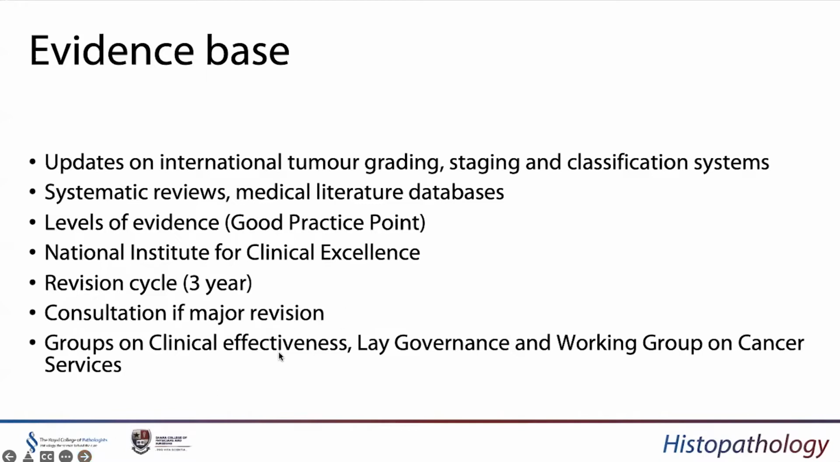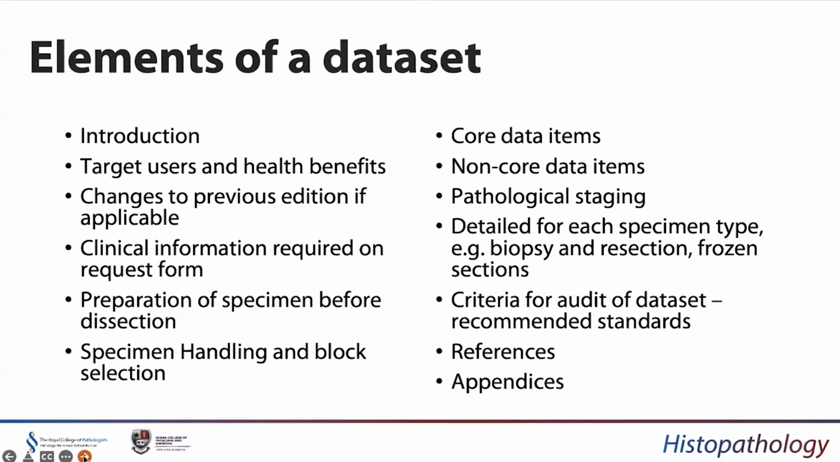There are various groups that the data sets have to be approved by: the clinical effectiveness group, lay governance group, and working group on cancer services. These groups also peer review the data sets. So, the elements of a data set. You have the introduction, which is pretty standard in all the data sets and will have similar text. Then the target users, so who are the people who are going to use the document and what the health benefits are of using it. Then any changes to the previous edition, if applicable. Obviously, if it's a brand new data set, and there are very few like that, that wouldn't be applicable. And then it goes on to the specifics of the data set.